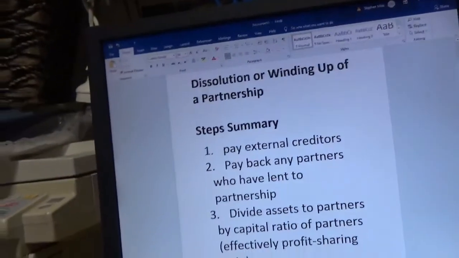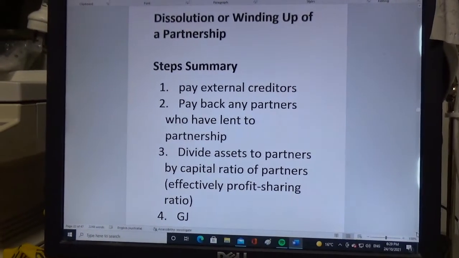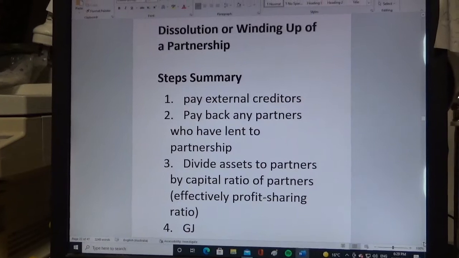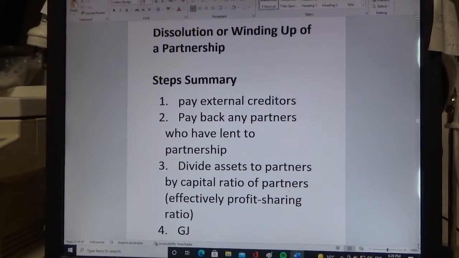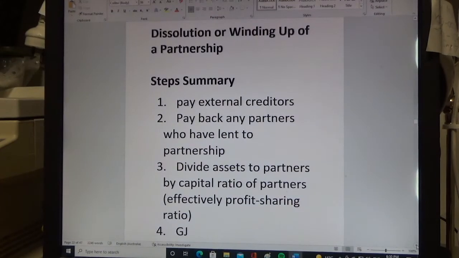Now we can get to dissolution. These are the reasons why partnerships wind up. Some retire, some aren't making a good profit, or they're insolvent. Maybe they're having disputes, or maybe they're even going to a company type structure.